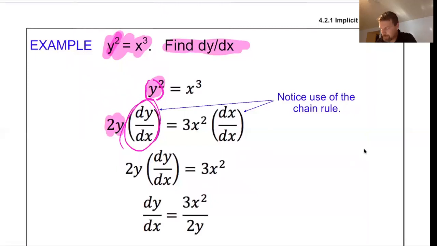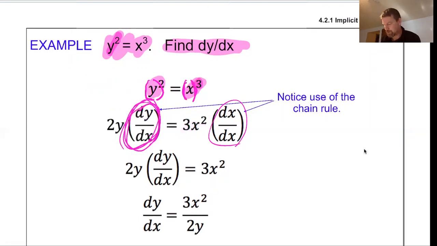On the right side, I've got x cubed. Well, the derivative of x cubed is 3x squared. But then if I wanted to, I'd have to multiply by the derivative of the inside, which is dx dx. Now we'll notice typically anytime it's x, dx dx is 1, so that's just going to go away. So we normally don't bother writing it. But that dy dx is important to write because that is not 1, right? That's the derivative of y with respect to x.